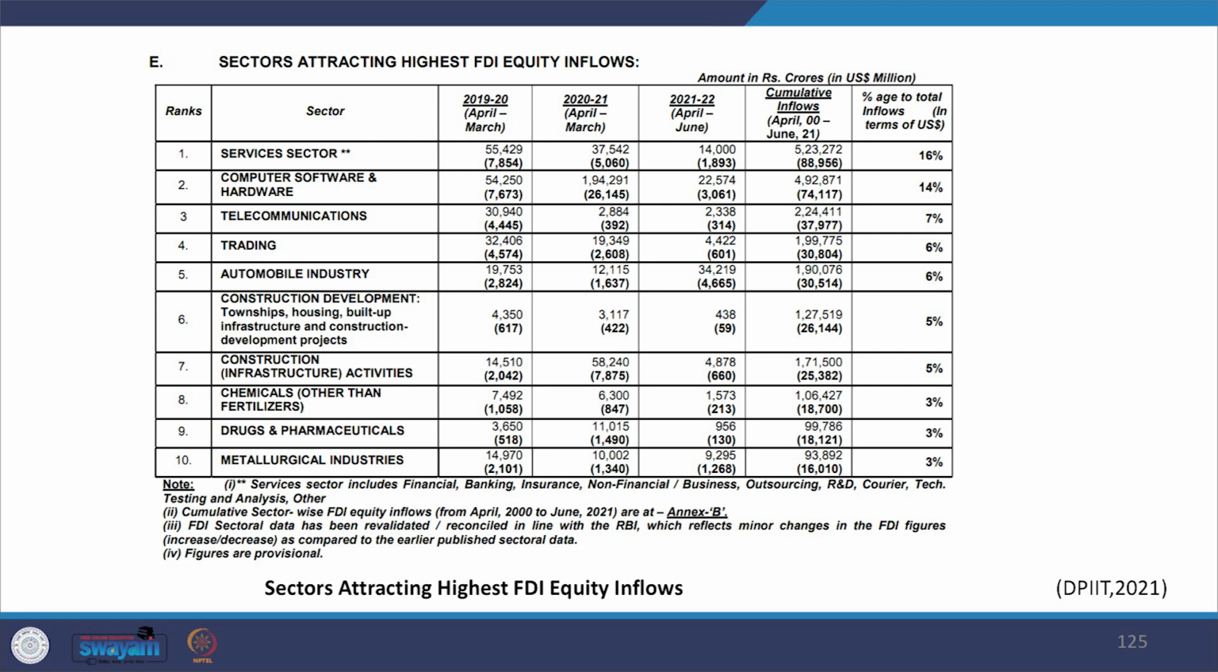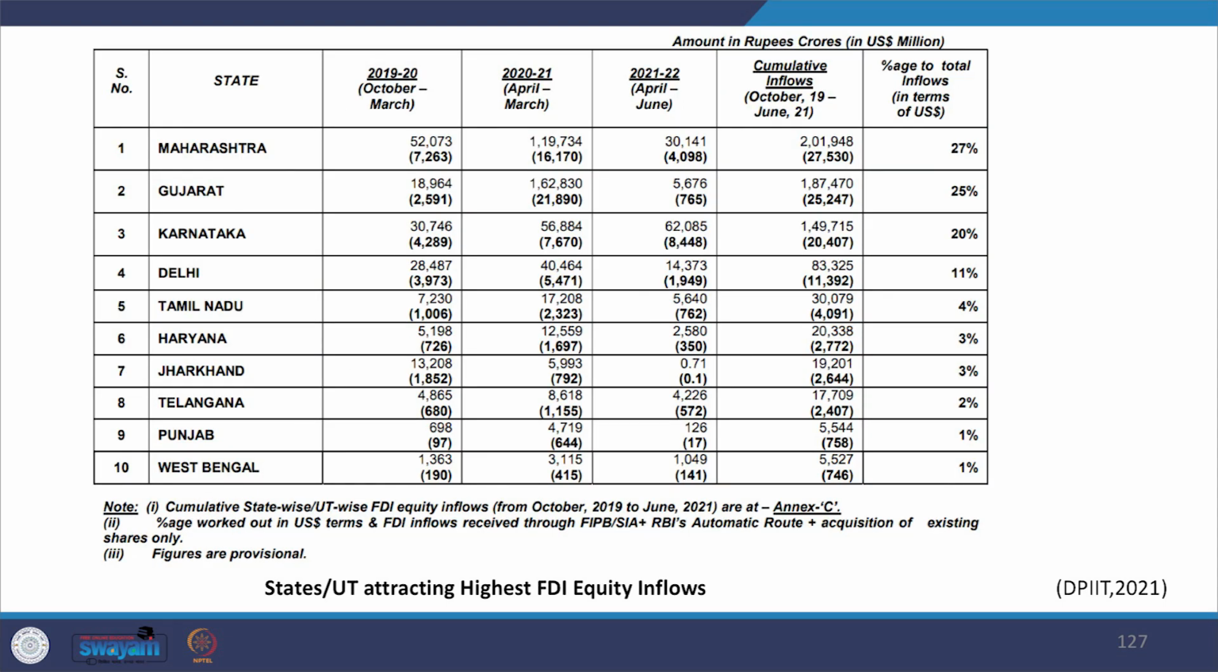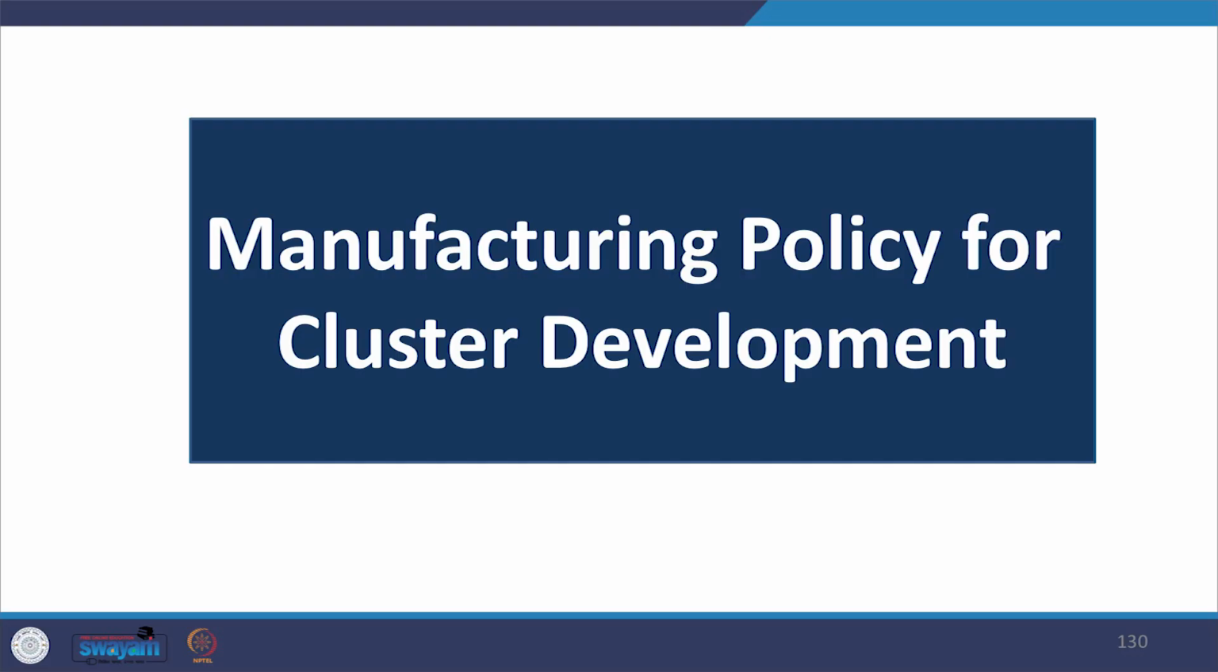16% of total inflow comes in the service sector, and we further see that 14% comes in the computer software and hardware segment. We also see that in construction you have 5%, and in construction infrastructure you see another 5% of the flow coming in. If you look at the states, Maharashtra, Gujarat, Karnataka and Delhi are among the highest FDI attracting states, as you can see in the table here. So we broadly and selectively walked through the FDI related circular. So that was about the FDI we looked into.